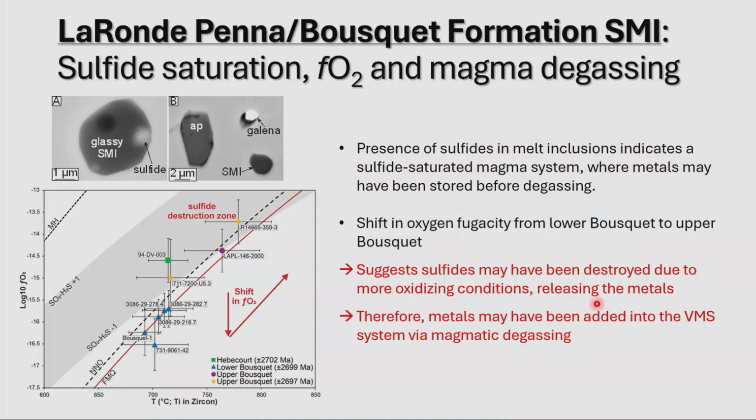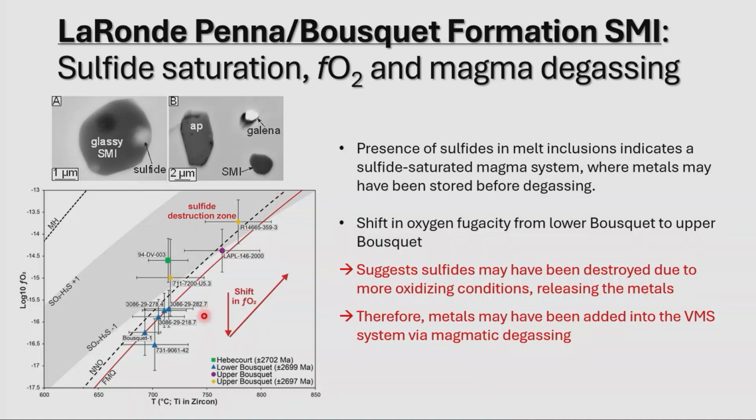What they're noting here is that the presence of sulfides in melt inclusions indicates a sulfide-saturated magma system where metals may have been stored before degassing. So they're exploring this potential degassing story. Looking at this diagram, we have the oxygen fugacity plotted against temperature, so that's titanium in zircon calculations. They're looking at four samples across different formations. We have a sample in green from the Hebecor going towards these blue lower Bousquet samples, and then we have two samples from the upper Bousquet that are yellow and purple.